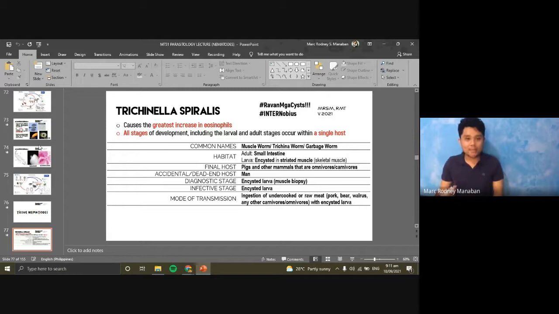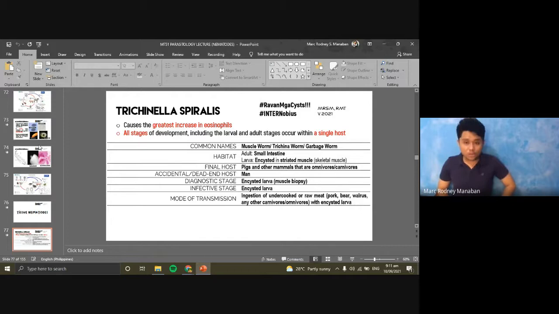Alright? And dead-end because the larva within the muscles, once they are encysted, do not develop further into adults. Okay? Now, the diagnostic stage is the encysted larva found in muscles or muscle biopsy. The infective stage is the encysted larva. Now, the mode of transmission is ingestion of undercooked or raw meat.